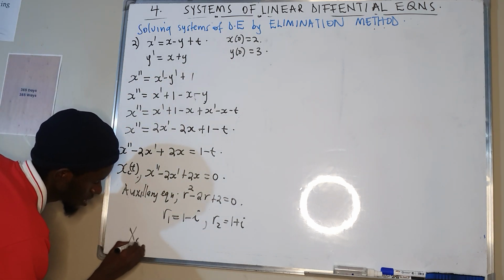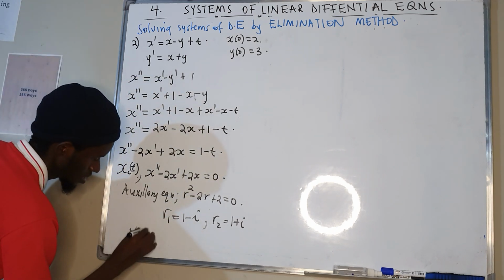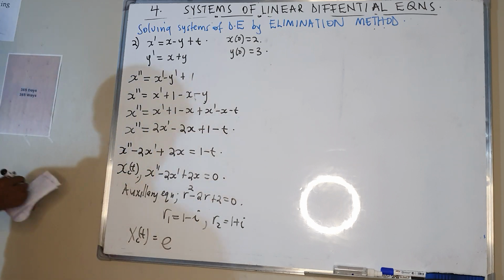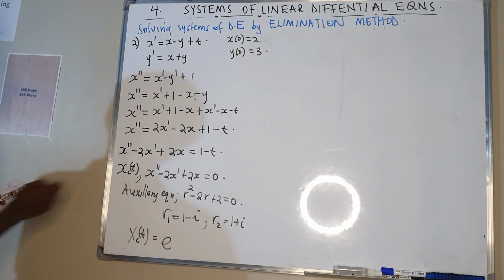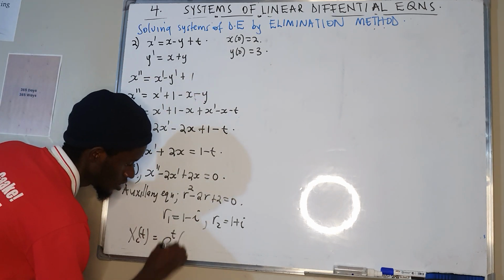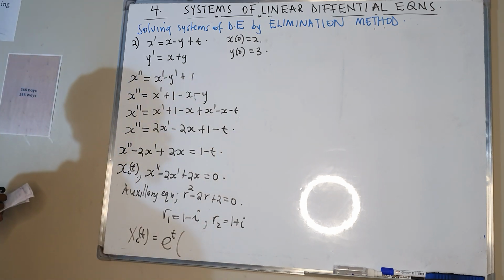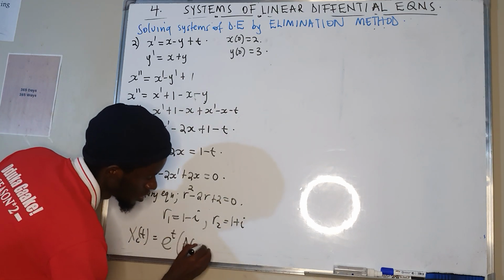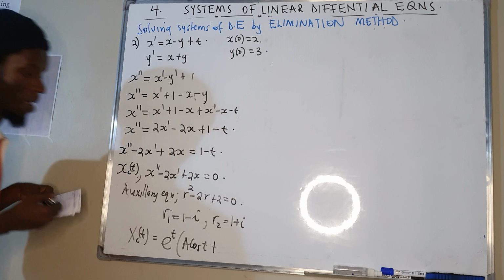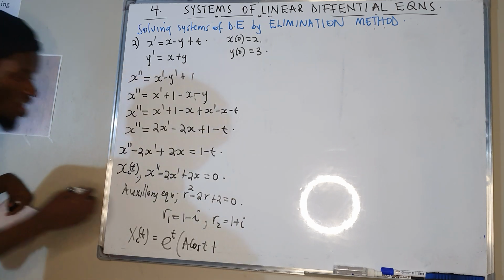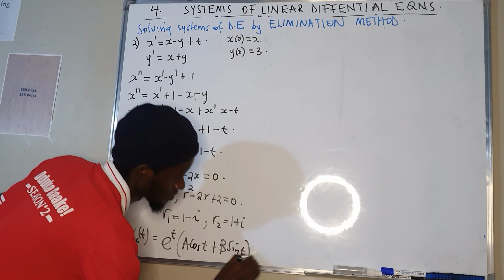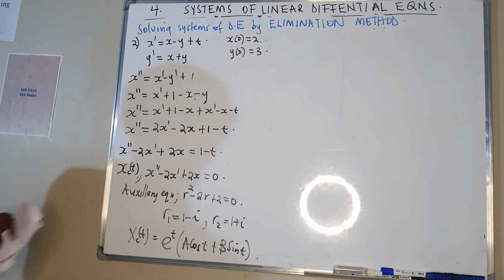The complementary solution x_c at t is the same as having, remember, e to the power alpha t, and now alpha is 1, so I have e to the power t times a cos beta t, and my beta is 1, so a cos t, plus b sin beta t, so b sin t. Then this will be my complementary solution for this part.